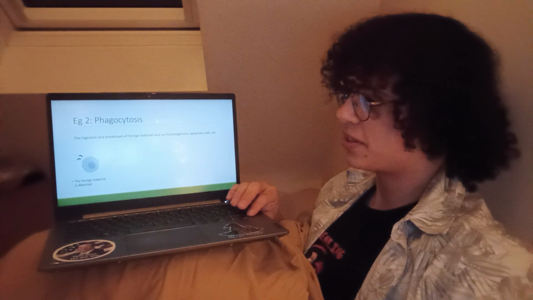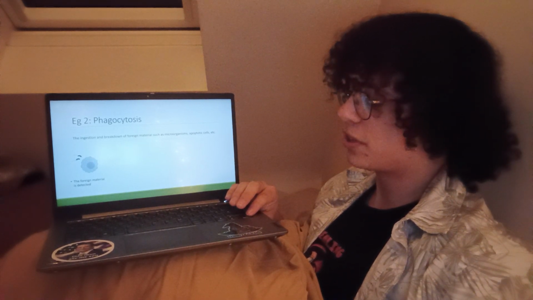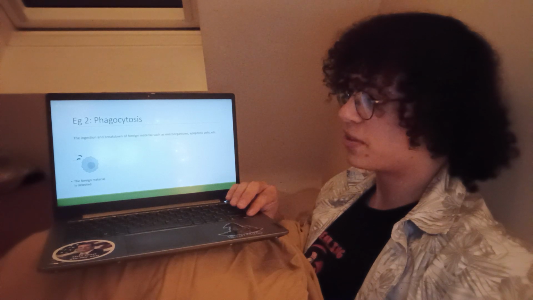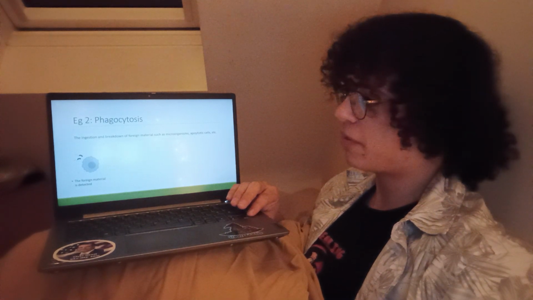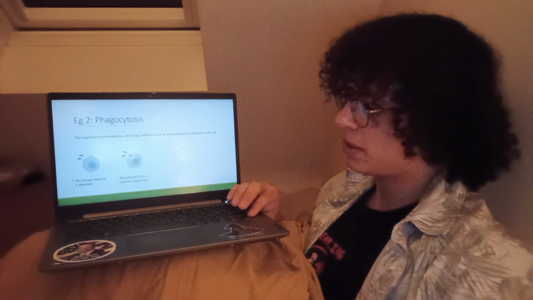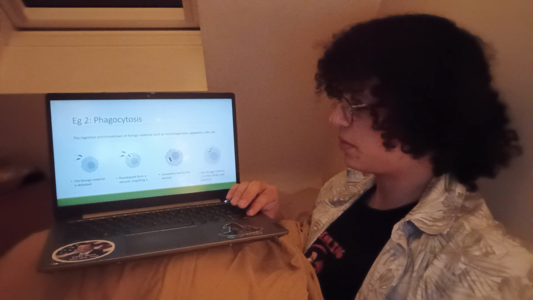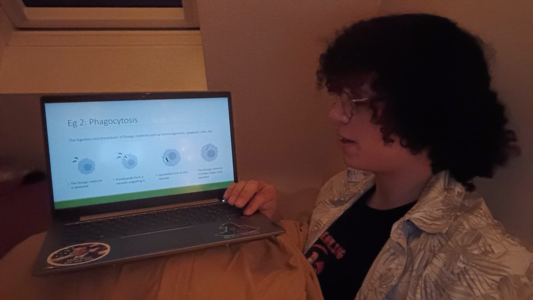Phagocytosis is when an immune cell essentially surrounds and breaks down foreign material or pathogens. You see it detecting foreign material. It then forms a vacuole to engulf it. Once it's inside, it fuses, and then the foreign material is broken down and expelled.